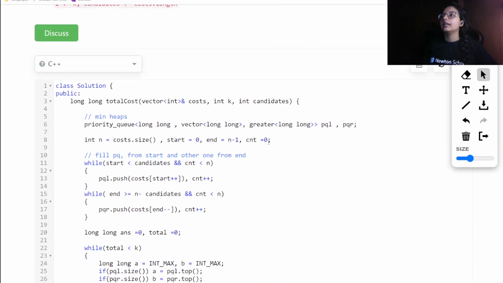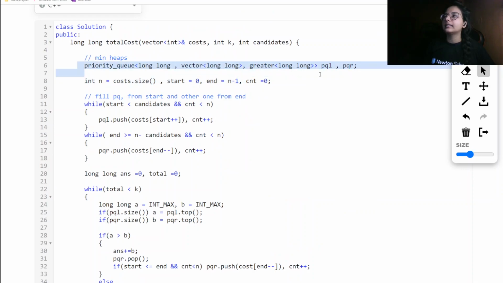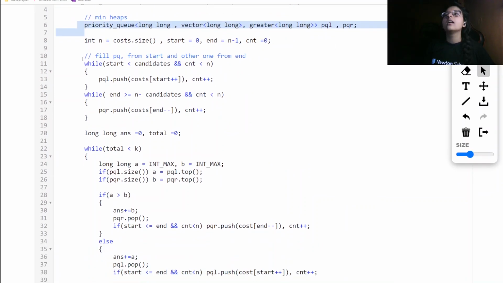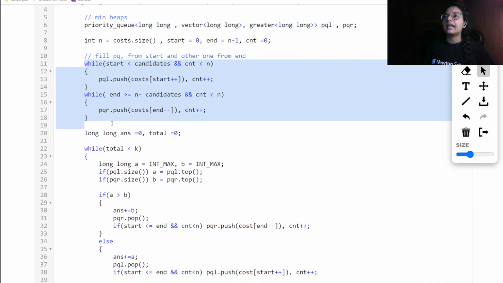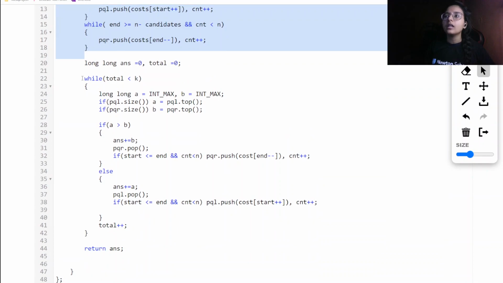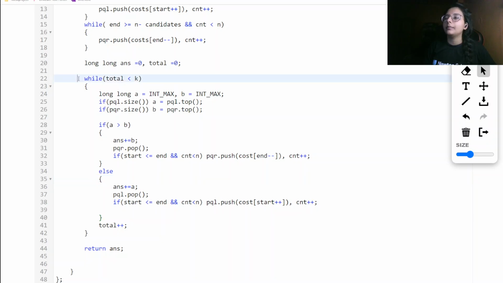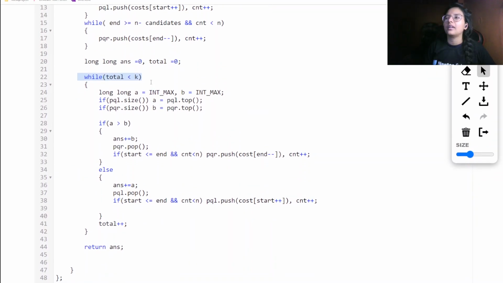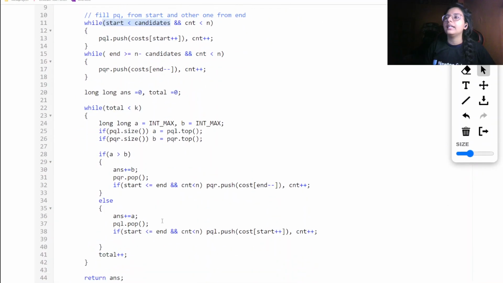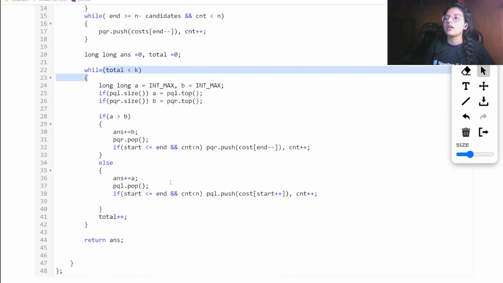So from here you can see that we are using just this auxiliary space, that is the priority queue, and filling up the priority queue takes candidate time only. Here k time. And here we are filling again, not up to the length which is there, but up to the k number. Here we are filling as per the candidates and here we are filling as per the k iterations.